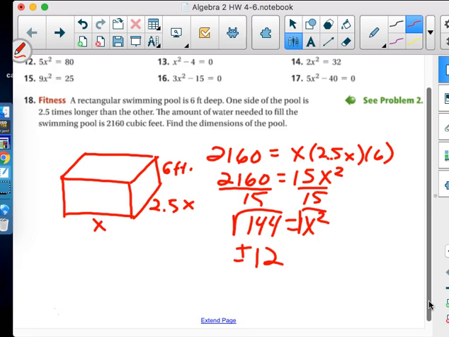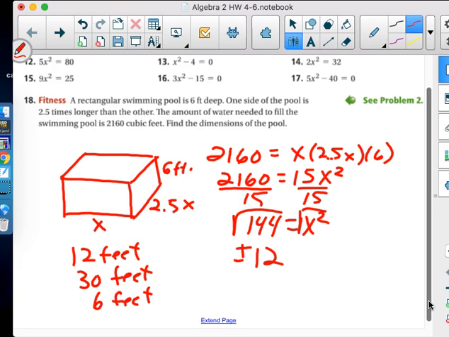But here's where we use our noggin and say, this is a word problem. You can't have a pool that's a negative 12 feet across. So this would be 12 feet. And they wanted all the dimensions, not just the one. So then we have to take 12 times 2.5 to get the other one. And again, if you don't want to do the math in your noggin, you don't have to. That's 30. And then they already gave us the 6 feet. So those would be the dimensions.